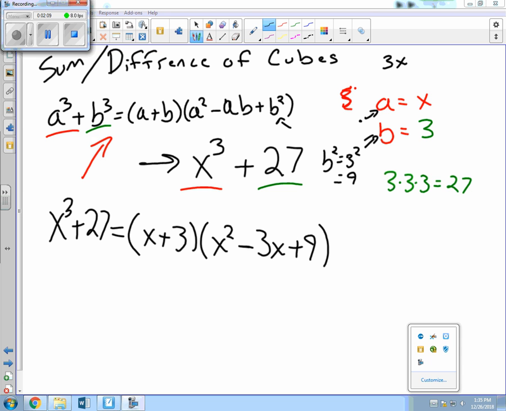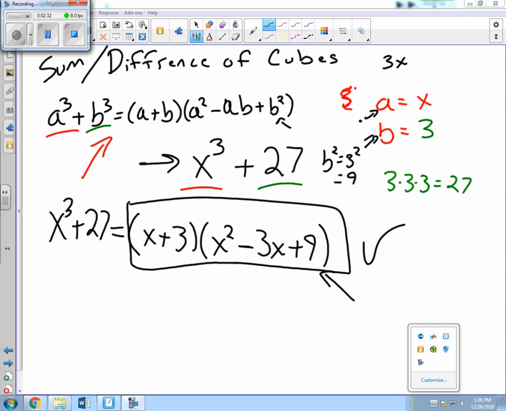Now what's very good about the difference and sum of cubes is that at this point, you're done. This trinomial on the right is never factorable, and you just have to trust my word on that. It's just never factorable. So at this point, you are done. Circle it, box it, check it off.